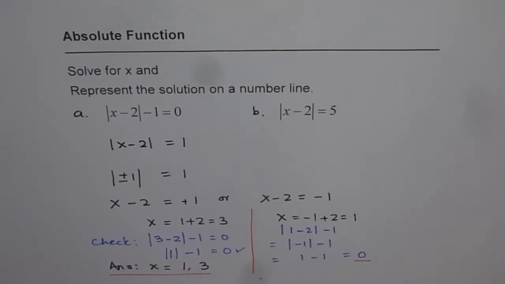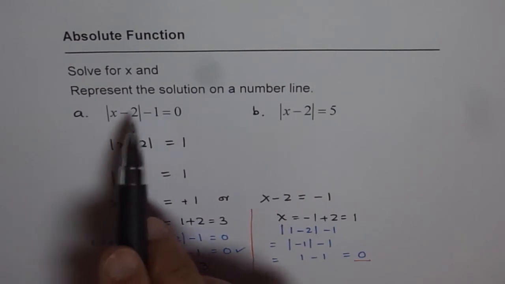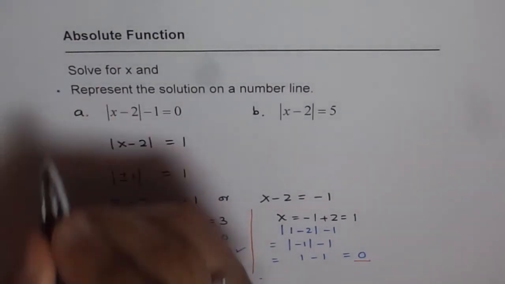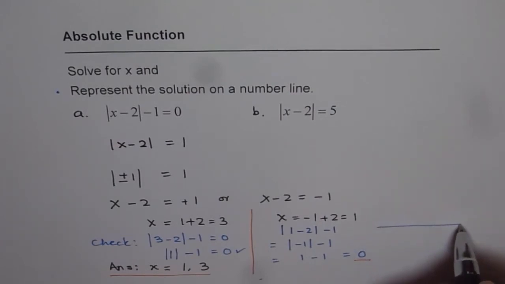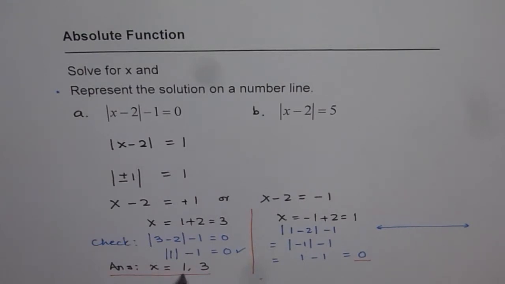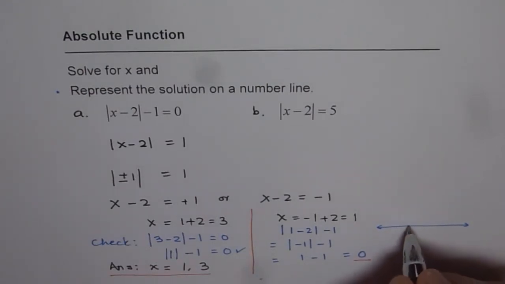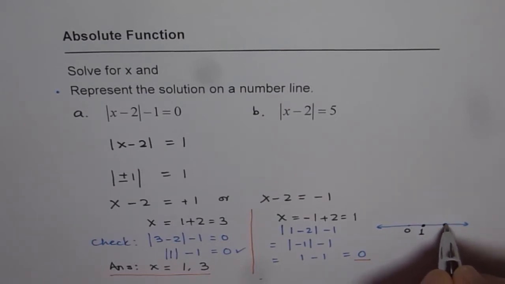The second part of the question is to represent the solution on a number line, right? That is the next part of the solution. So we have to represent x equals 1 and x equals 3 on a number line. How do we do that? For that, let me draw a number line here. On this number line, I have to locate points 1 and 3. So let's say this is our 0. Then let's say this is the point 1, and then we have a point 3 here, right?